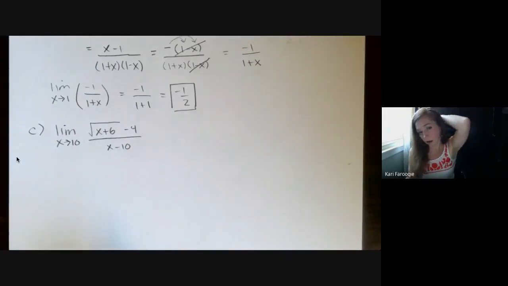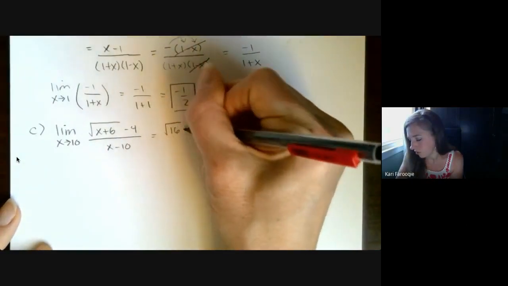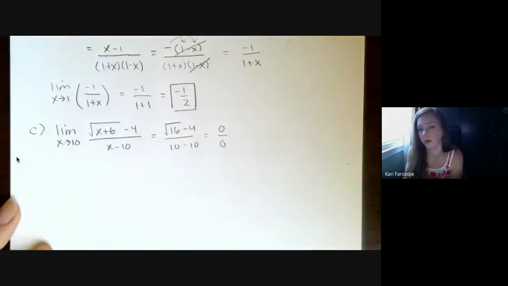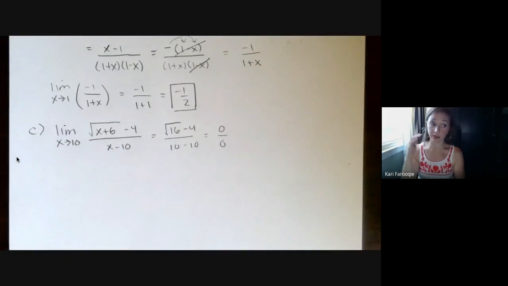Okay. Notice that if you try to use direct substitution, you'll get the square root of 16 minus 4 divided by 10 minus 10, and you'll get 0 over 0. It's indeterminate. And this is another one that you probably saw on your 1-1 homework, this type of problem where you were looking at tables. Well, this one we're going to have to do using algebra, and we're going to have to rewrite this expression.